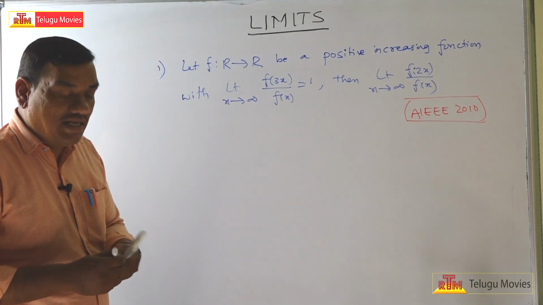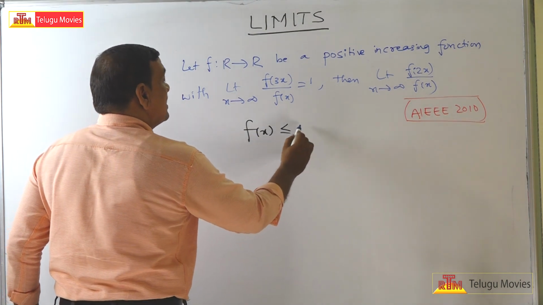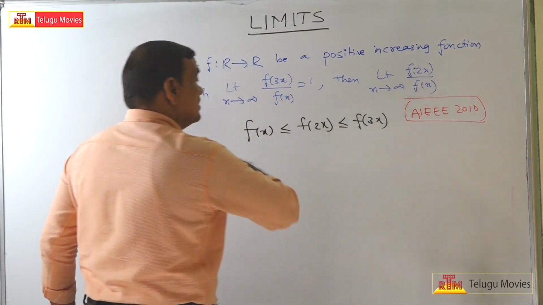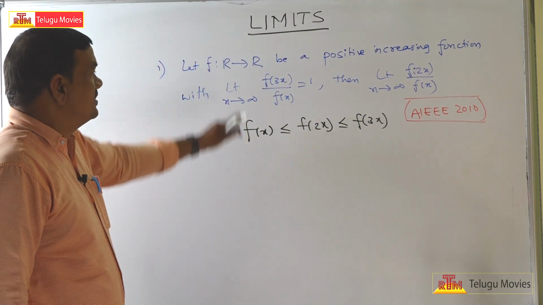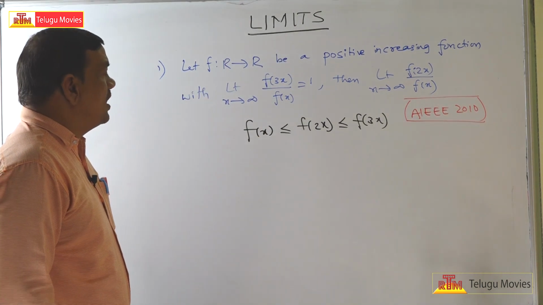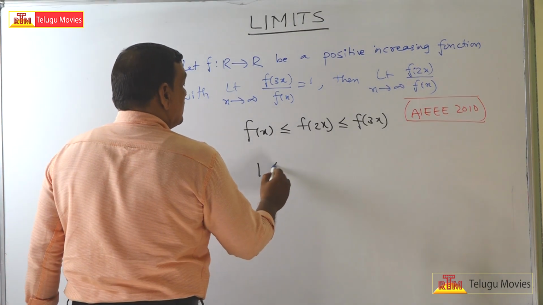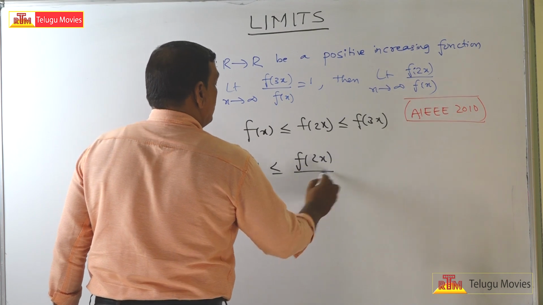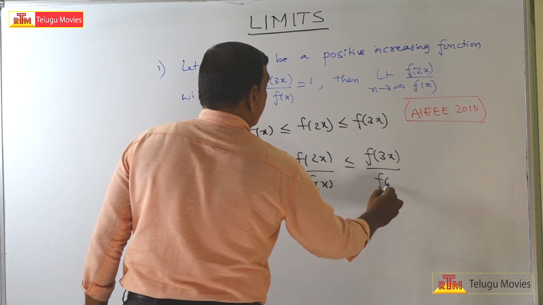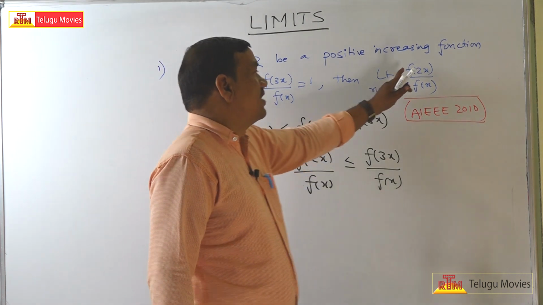Since it is an increasing function from R to R, we know that f of x is less than or equal to f of 2x, which is less than f of 3x. This is in increasing order. Now what I am going to do is divide with f of x. That will become 1, and then f of 2x by f of x is less than or equal to f of 3x by f of x.